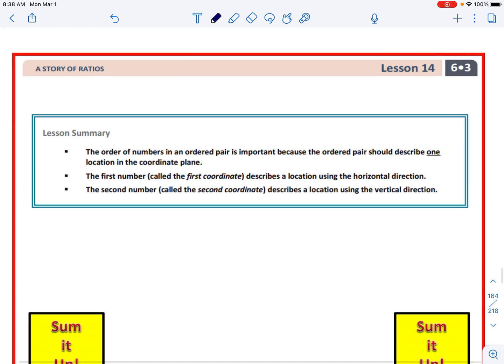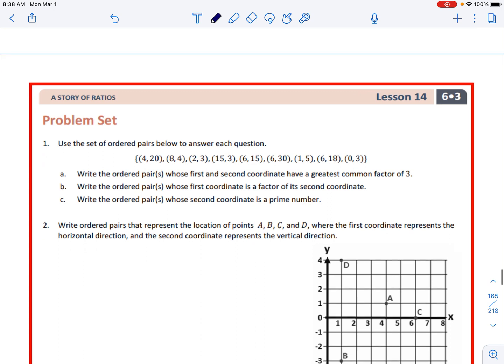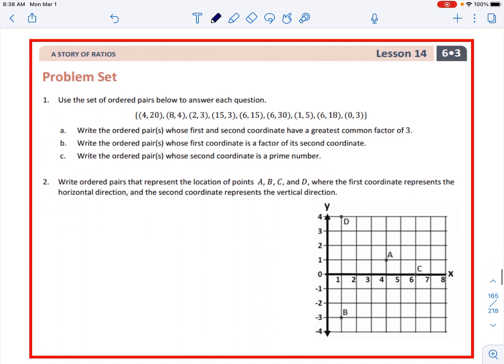So the lesson summary for 14 says the order of numbers in an ordered pair is important because the ordered pair should describe one location in the coordinate plane. The first number, called the first coordinate, describes a location using the horizontal direction, and that's the x-axis. The second number, called the second coordinate, describes a location using the vertical direction, which is the y-axis.